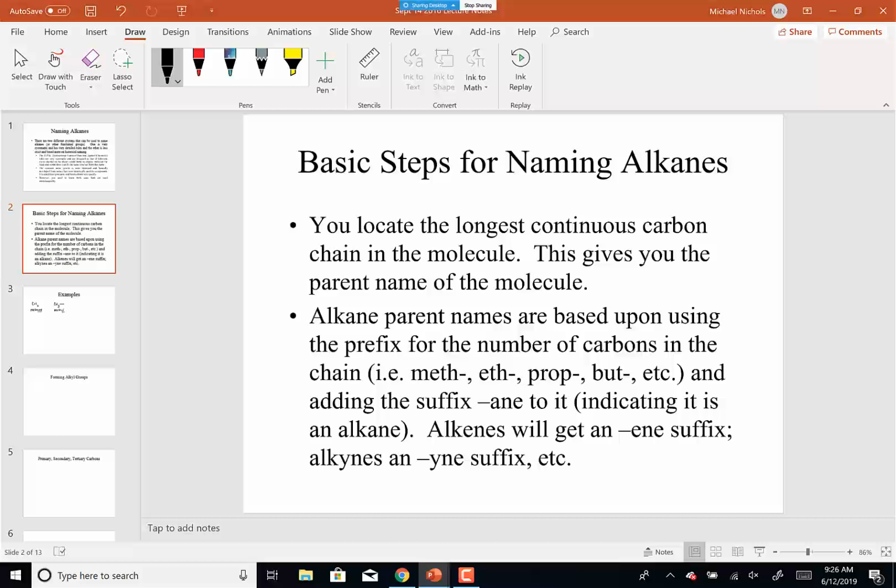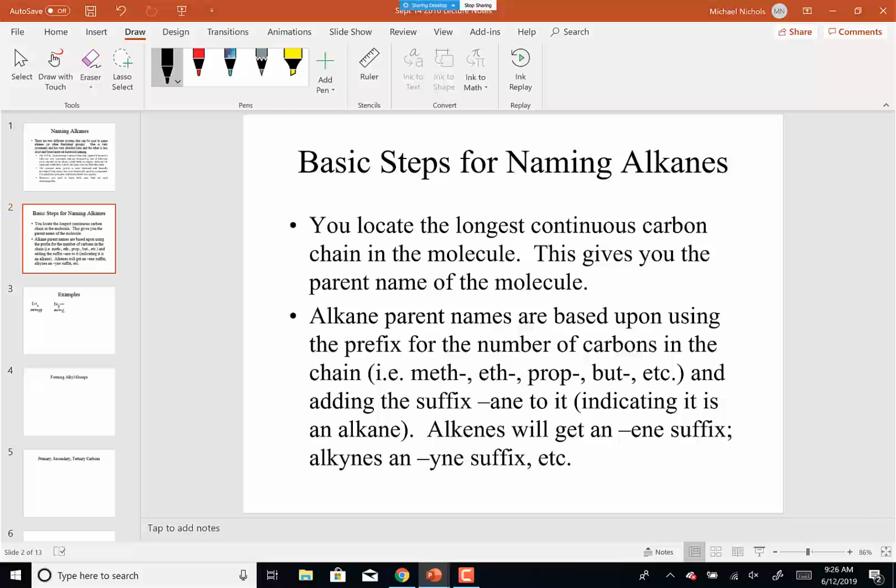If it's 12, it's dodec, I believe. So you'll see in one of the problems we'll do, I give you anything above 11, because you basically have to look those up. We use everything between 10 and below.